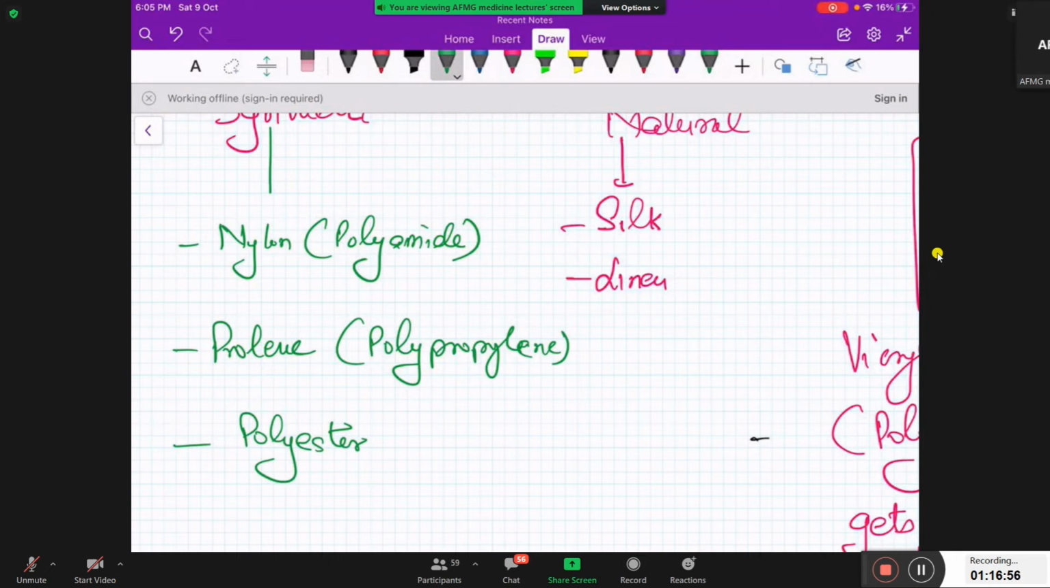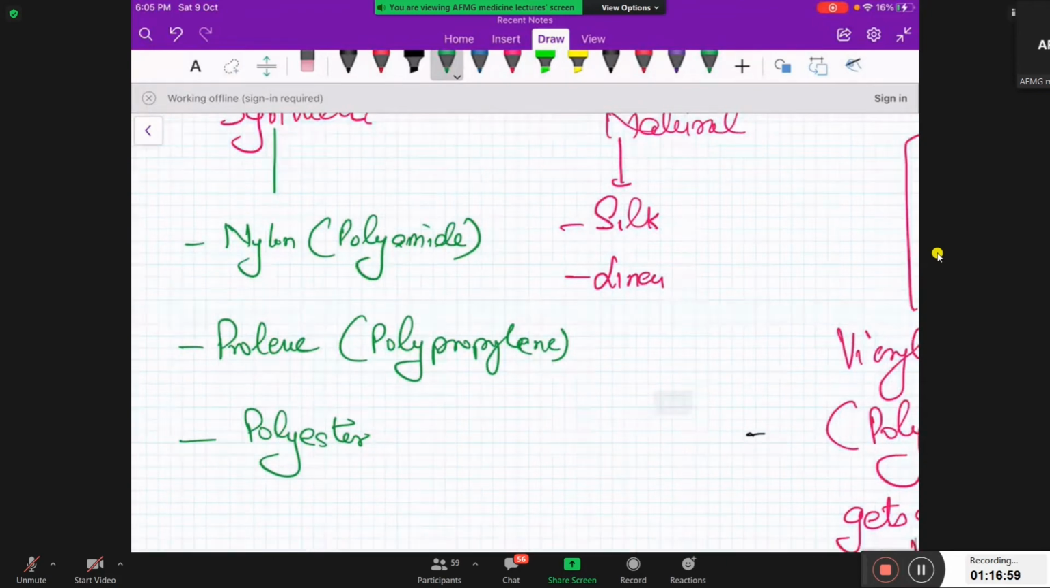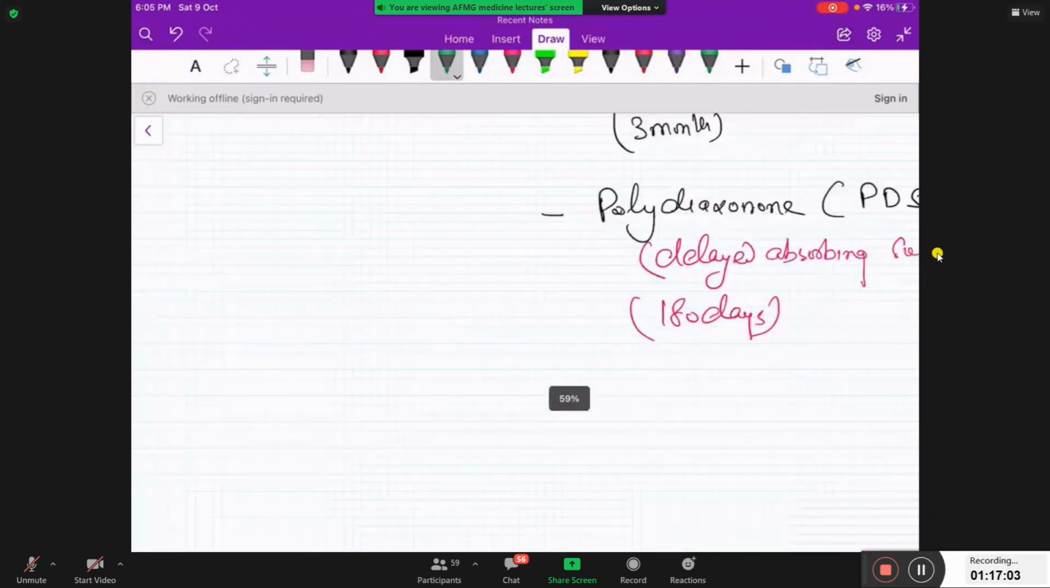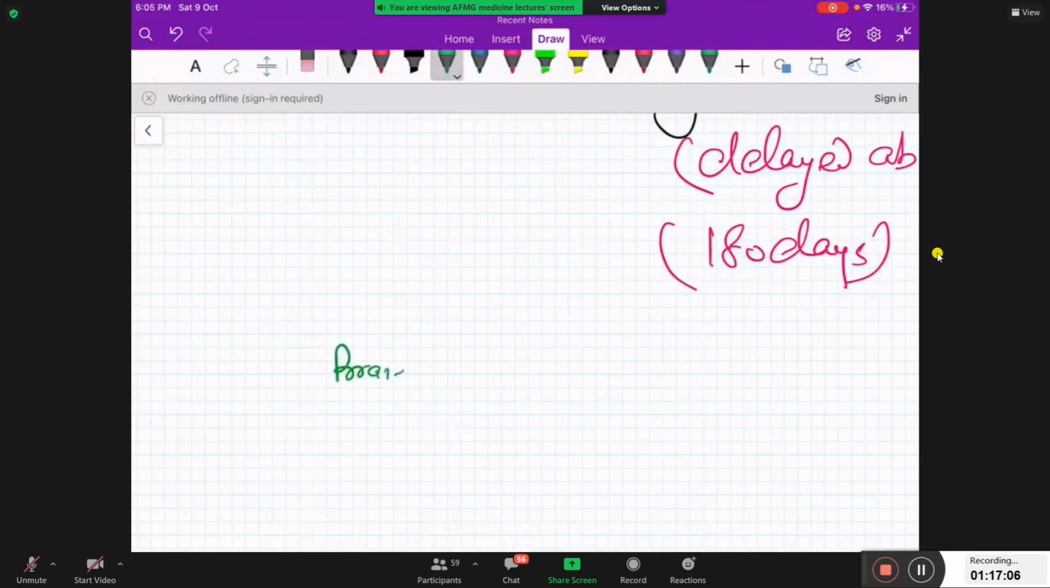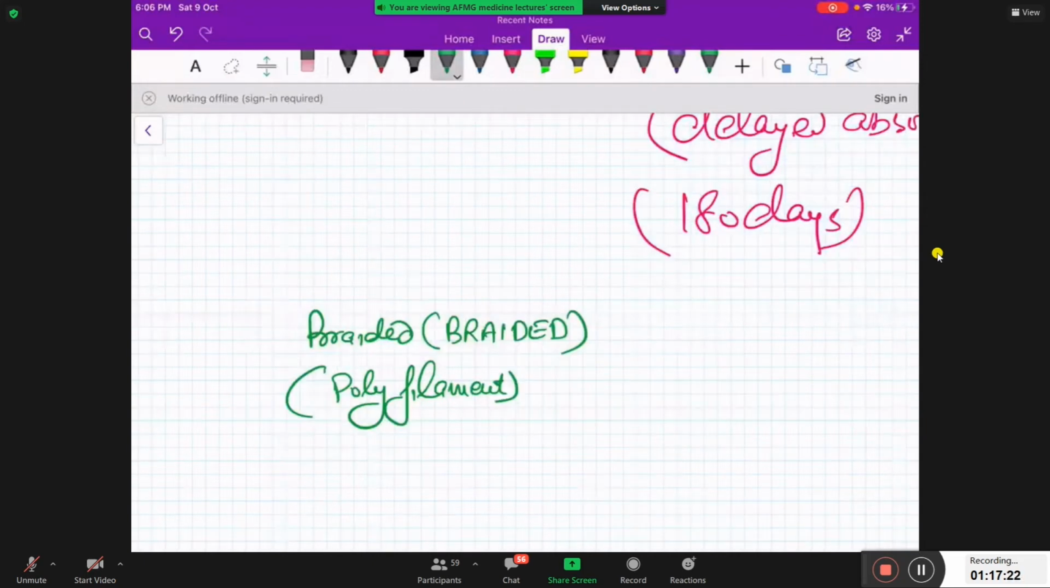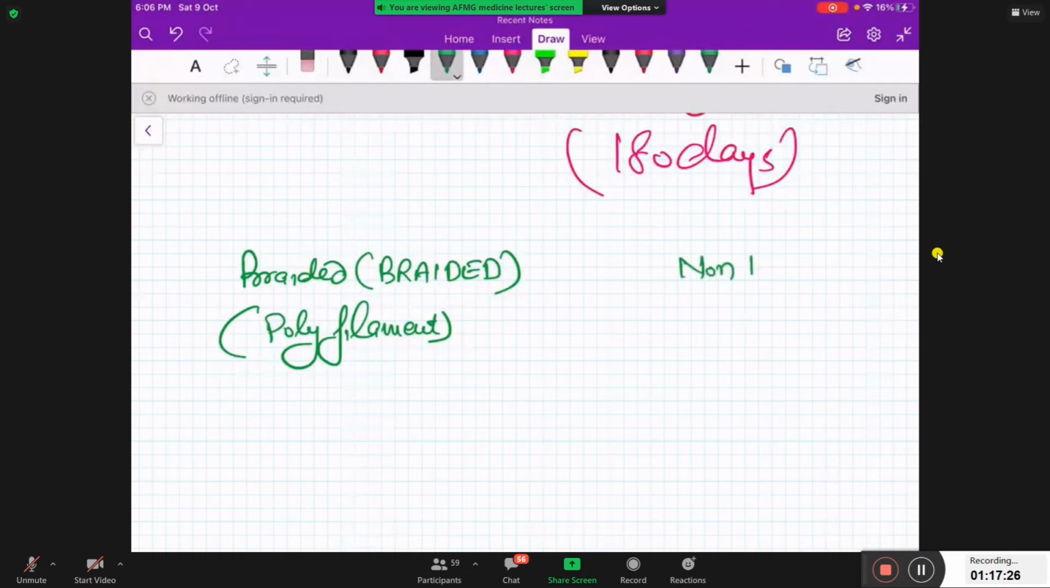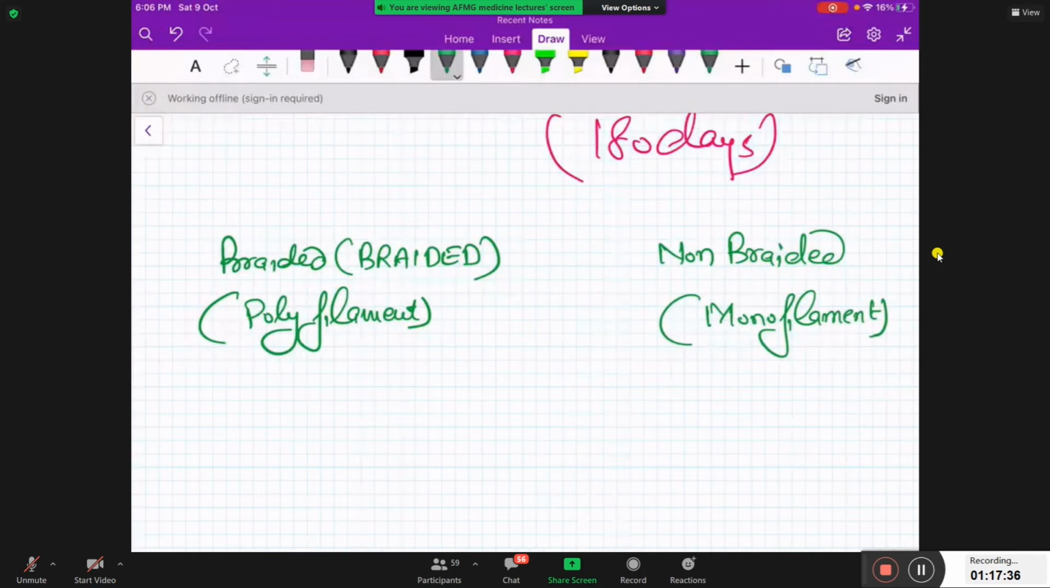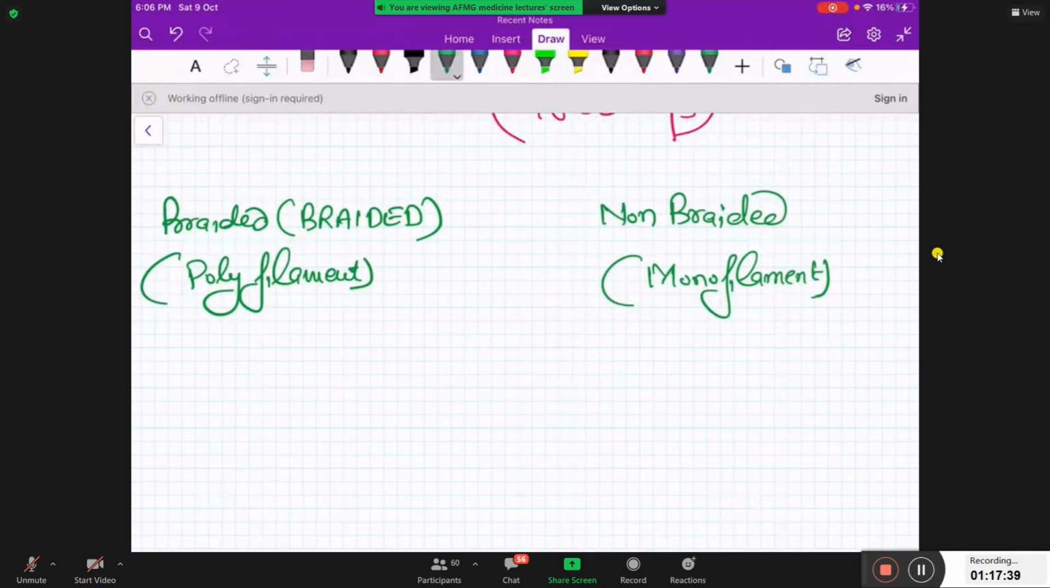Now there is another classification also. That classification is braided, which is also called polyfilament, and we have non-braided or monofilament.